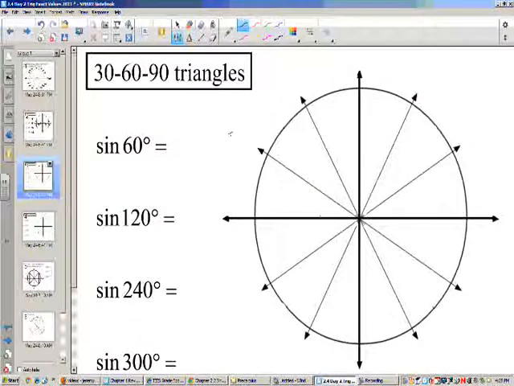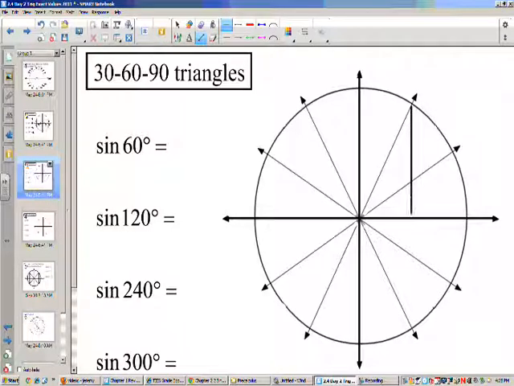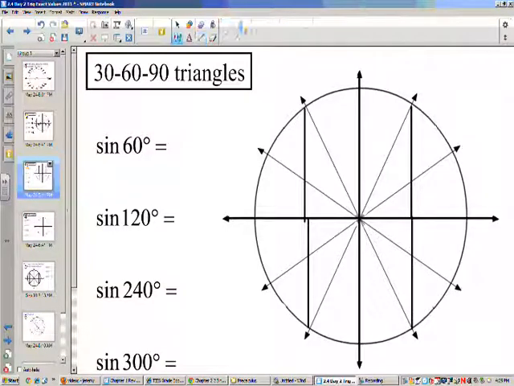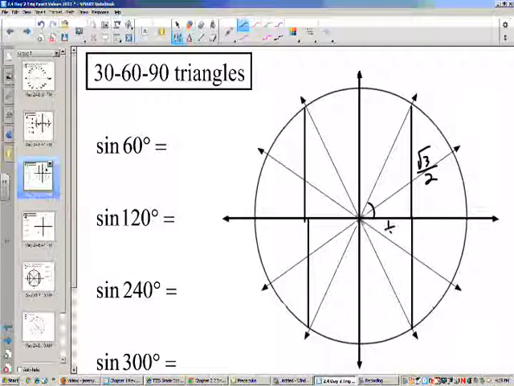Now if I look at the 60 degree triangles, that's this one, this one, this one, and this one. Now our opposite of the 60 is going to be the root 3 over 2, where this side is going to be 1/2 and 1. These are going to be negative 1/2, root 3 over 2, 1.